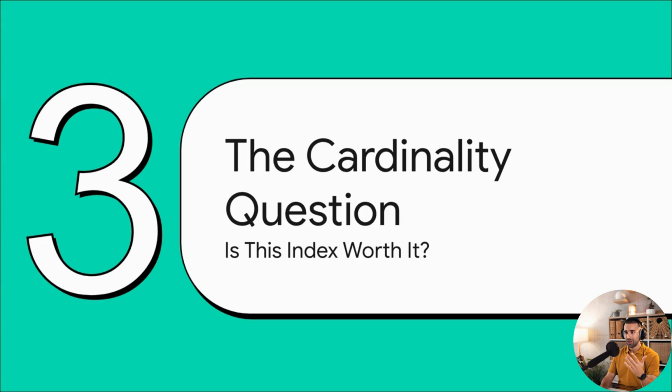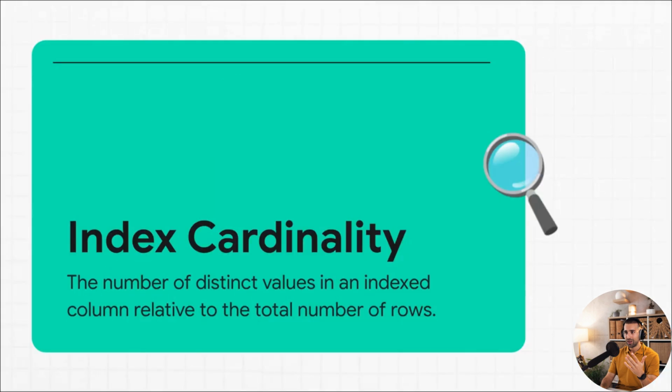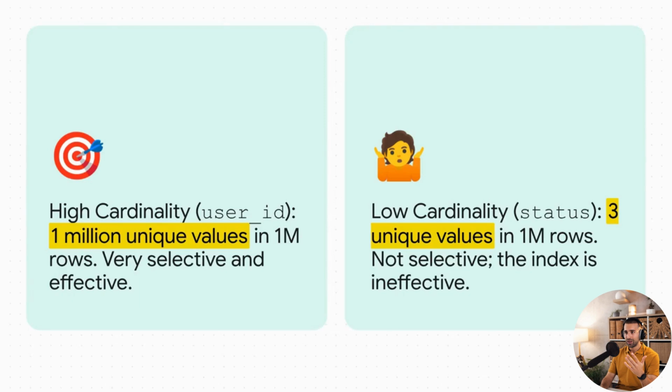What is the index's cardinality? Cardinality is really just a fancy way of saying how unique the data in this column is. High cardinality means lots of different values. Think something like a user ID, where every value is unique. Low cardinality means you've only got a few distinct values, like a status column that can only ever be pending, shipped, or delivered. And the difference is huge.